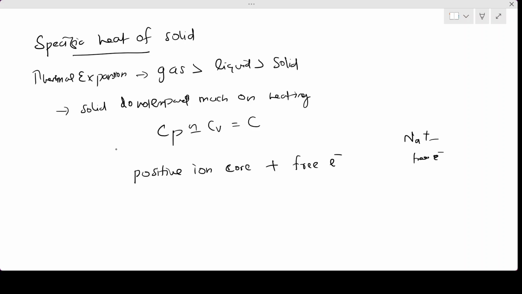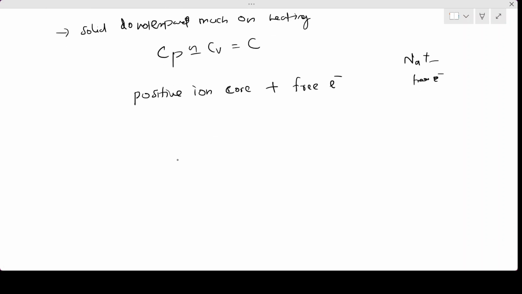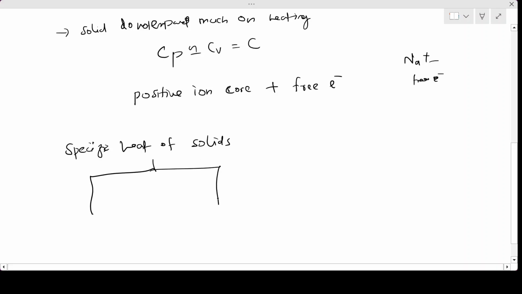So when you say the specific heat of a solid, there are two physical mechanisms one can expect. One is due to this positive ion core. So the specific heat of a solid depends on two parameters basically. The first parameter, which I mentioned, is the positive ion core, and we also have free electrons.